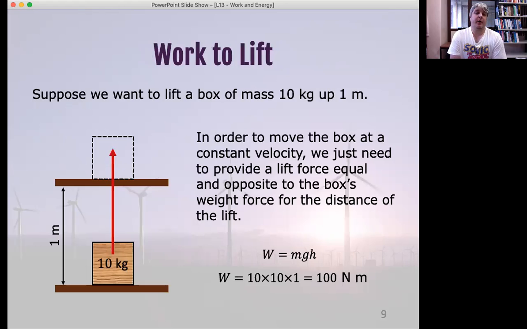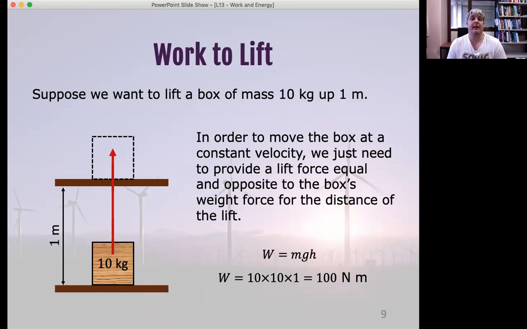Suppose we want to lift a box of mass 10 kilograms up 1 meter. In order to move the box at a constant velocity, so we're not accelerating it upwards, we're just moving it at a constant velocity, we need to provide a lift force that is equal and opposite to the box's weight force. We know the weight force. The weight force is mg.